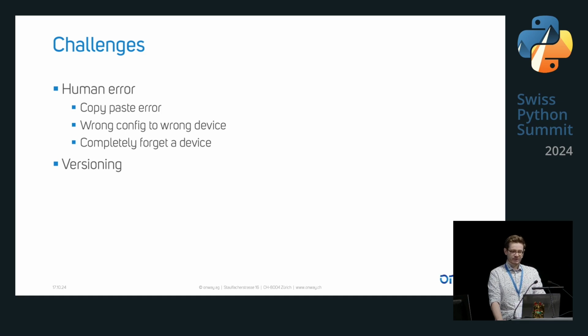Another mistake could be that you open the wrong config file and apply the wrong config to the wrong device, and you don't realize that until much later. And the last mistake is just that you completely forget to configure a device. Now, another mistake or challenge is that a lot of network engineers do not know about versioning. So it would be a quick fix if we just add all the config files to a Git repository and do some commits in there. And that way we would see all the changes between the config files. But again, not a lot of network engineers know about that.